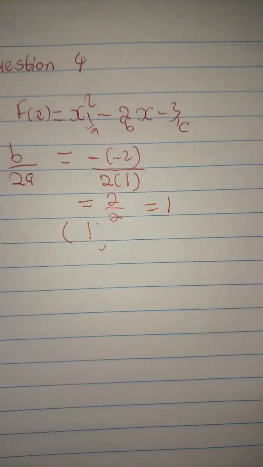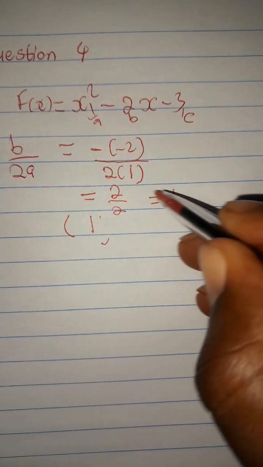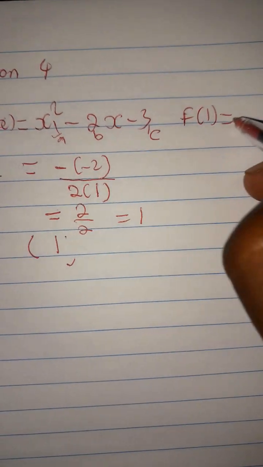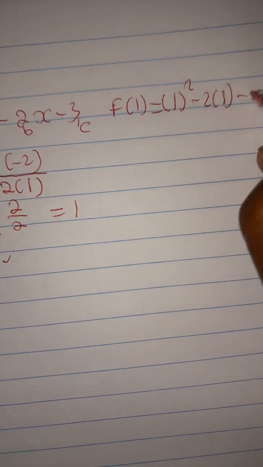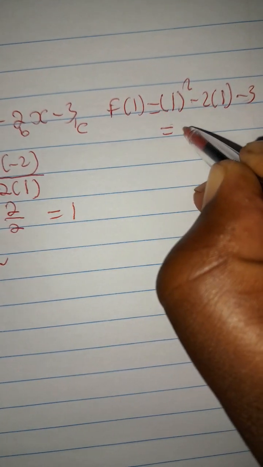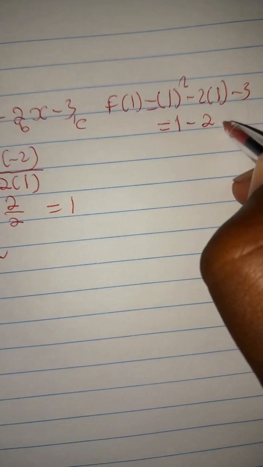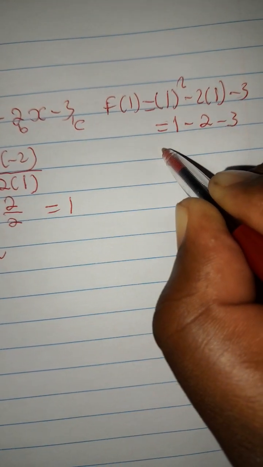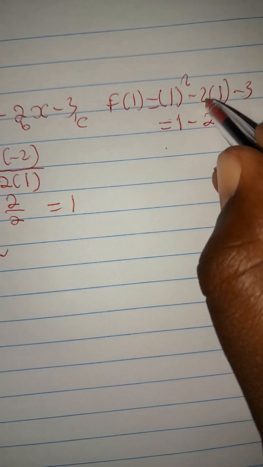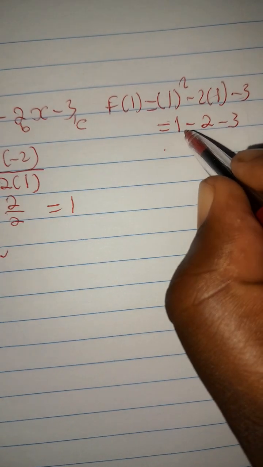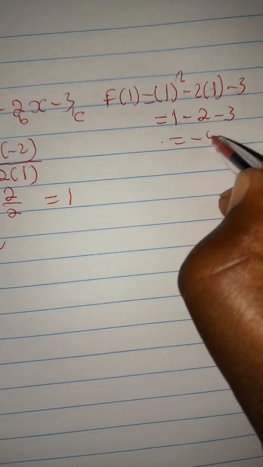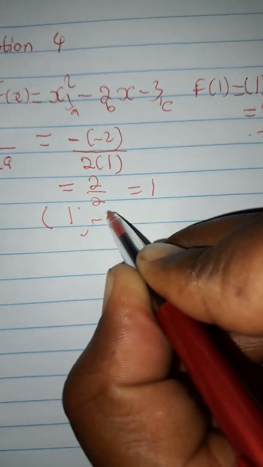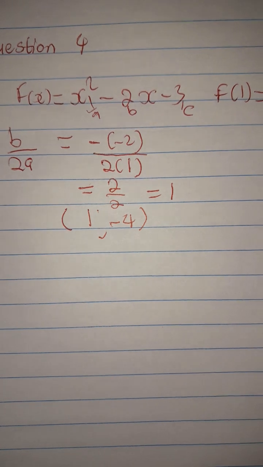Then from here, what you should do is take this x turning point and substitute it into the original equation. So let's just say f of 1 is equal to 1 squared, where we substitute 1 for x, minus 2 times 1, minus 3. We know that 1 squared is 1, 2 times 1 is 2, so 1 minus 2 is negative 1. Negative 1 minus 3, that's negative 4. So in other words, now we know that the turning point is (1; -4).